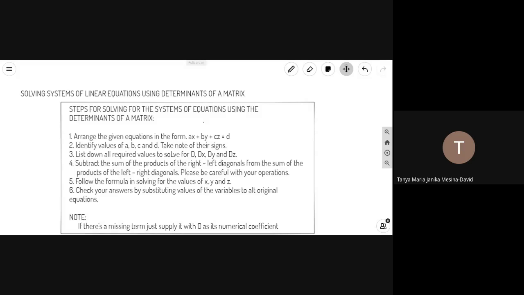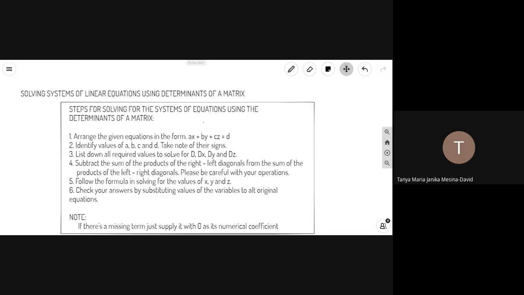And you'll be using this array of numbers in order to solve for the values of x, y, and z of a given system of linear equations. By the way, we will be dealing with linear equations in three variables. So here are the steps for solving systems of equations using the determinants of a matrix.